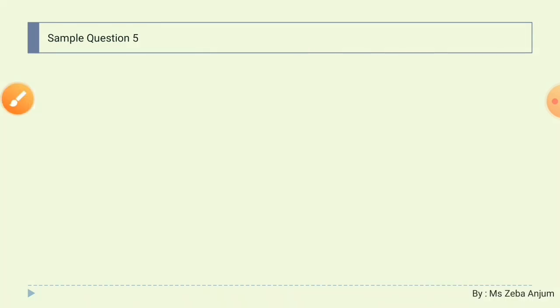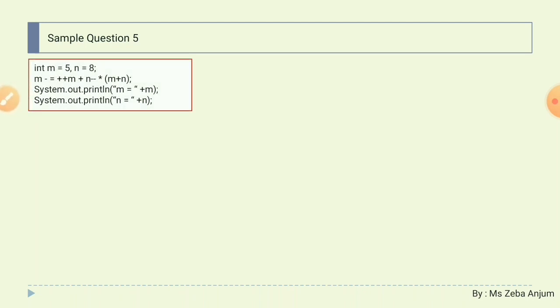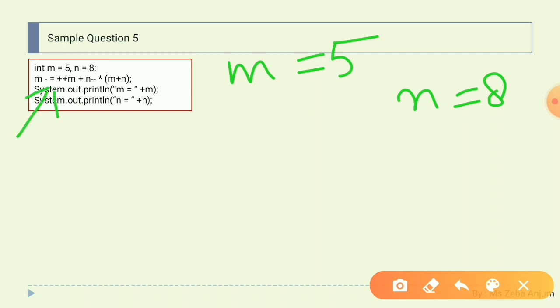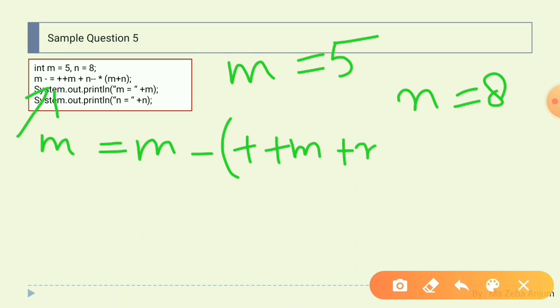Now moving forward to your sample question number 5, again we have to find out the output. Now let us try to find it out. We are having m equals to 5 as well as n equals to 8. Again we are having an expression. Firstly, try to write down this expression removing the shorthand operator. So your expression becomes m equals to m minus (++m plus n--) multiplied by (m plus n). Yes, this is your expression for the same.